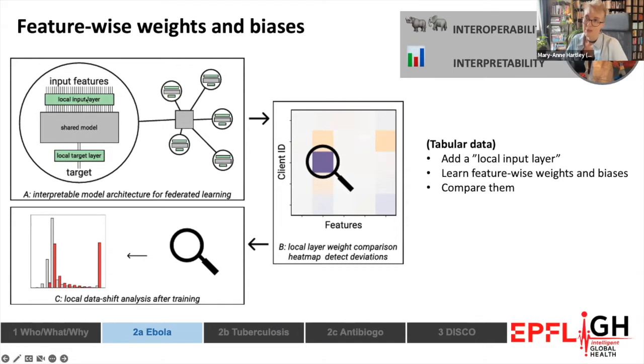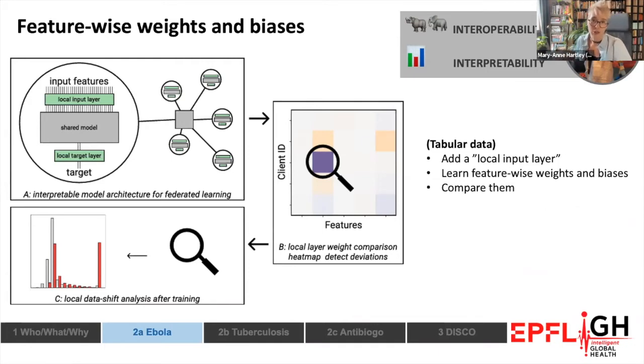What we're going to do is make a local input layer when they're locally learning, and a local target layer. And we can learn, for a tabular data set for instance, the weights and biases of individual features that are going into the model. When we learn these feature-wise weights and biases, we can compare them with other users and make these heat maps that allow us to visualize these shifts in the distributions of individual features. And that can start a conversation with people.